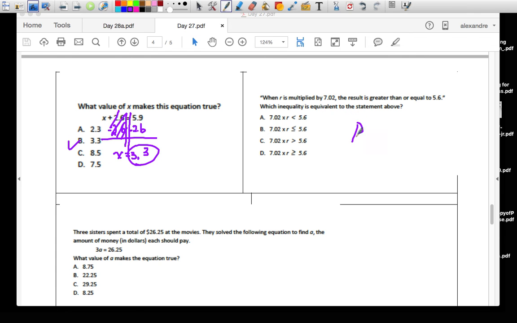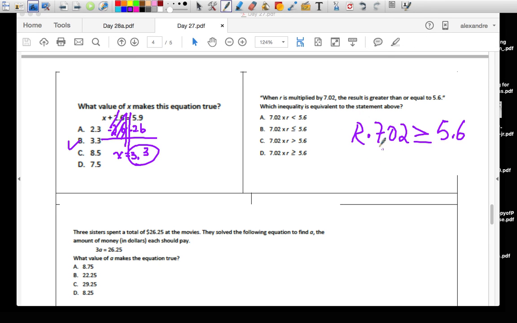When r is multiplied times 7.02, the result is greater than or equal to 5.6. Which inequality is equivalent to the statement above? Okay, so let's look for something that says this.